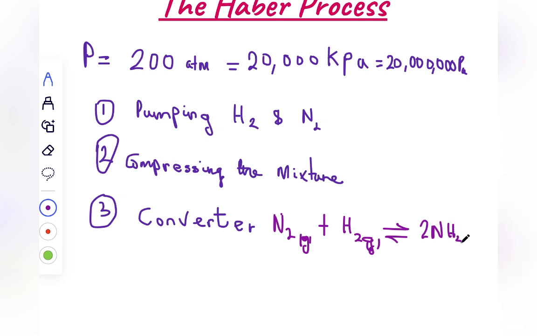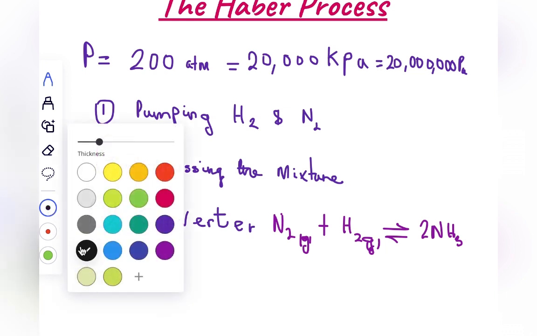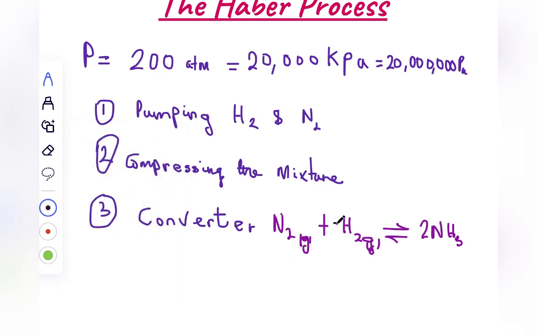On the right side, nitrogen is 2, and on the left, nitrogen is also 2, because 2 times 1 is 2. So nitrogen is balanced. The hydrogen is not balanced. Hydrogen on the right side is 2 multiplied by 3, which is 6, but on the left it is 2. So we have to put 3 here, to balance the hydrogen atoms on the left.